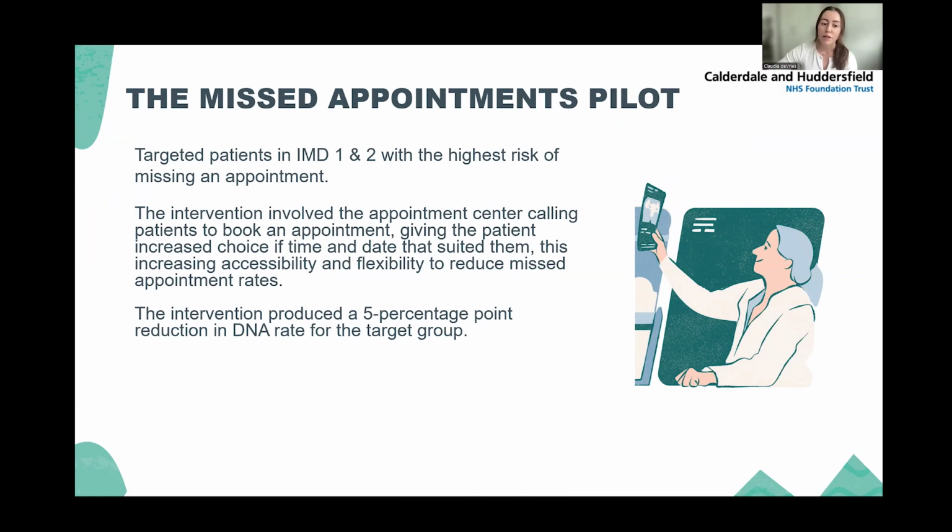And to try and reduce this disparity, we conducted a pilot with our appointment centre, which offered an intervention to improve access to care. The targeted patients at the time were IMD 1 and 2, who were at high risk of missing an appointment. The intervention involved the appointment centre calling patients to book an appointment, which gave the patient an increased choice of time and date which suited them, and this increased accessibility and flexibility.